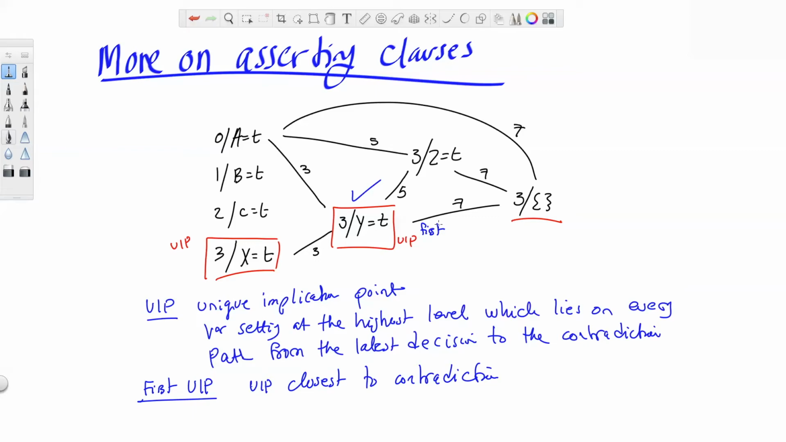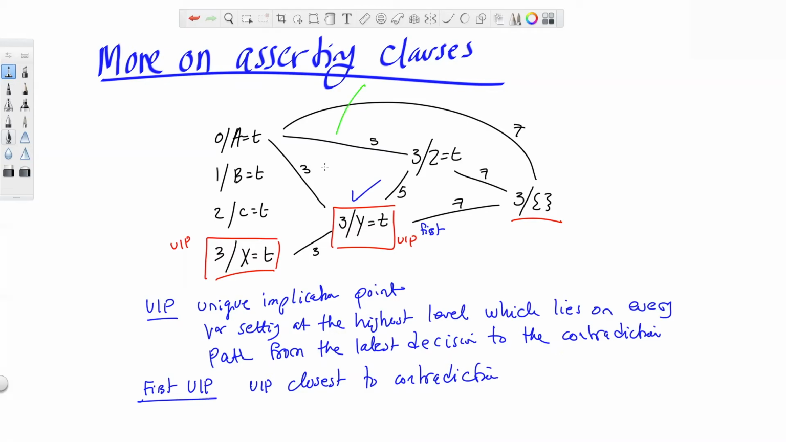All right. So the first UIP, again, is the one that is closest to the contradiction. And the idea now is that when I do choose an asserting clause, I want to use one that actually includes the first UIP. So if you remember, in this particular case, we had two cuts.